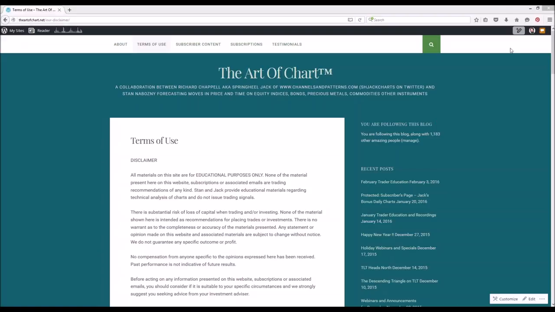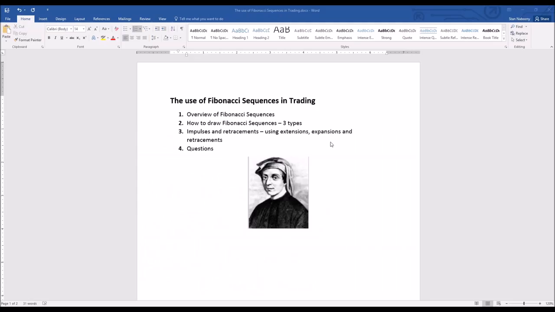This workshop is about Fibonacci sequences and how to use them in trading. And what we usually do on theartofchart.net is we go over a brief outline. So for this workshop, we're going to be talking about just an overview of what are Fibonacci sequences. Number two, how do you draw them, and what are the three types? The three types are extensions, expansions, and retracements, and all three are important. And we'll get into all three in this workshop.